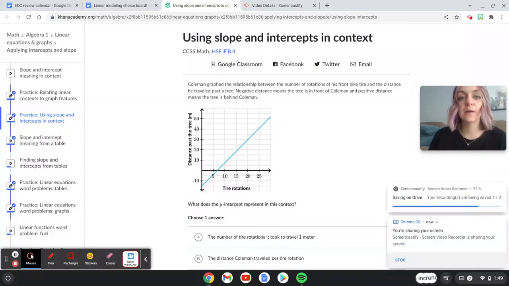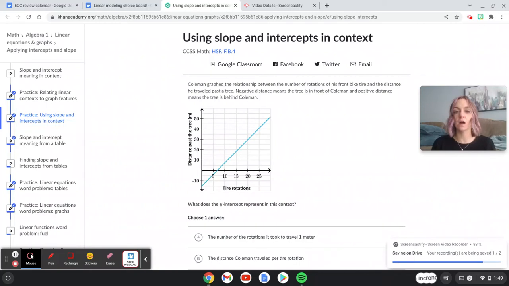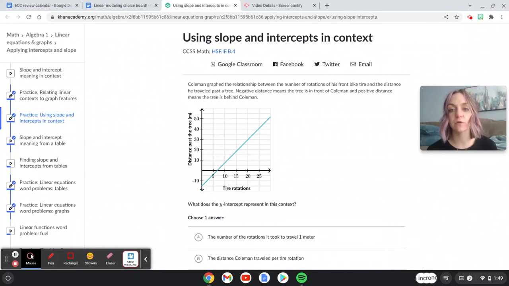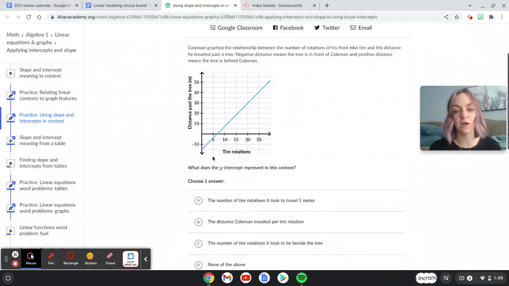This is going to be an example for the activity titled Using Slope and Intercepts in Context. So we have our situation. Coleman graphed the relationship between the number of rotations of his front bike tire and the distance he traveled past a tree. Negative distance means the tree is in front of Coleman, and positive distance means the tree is behind Coleman. What does the y-intercept represent in this context?